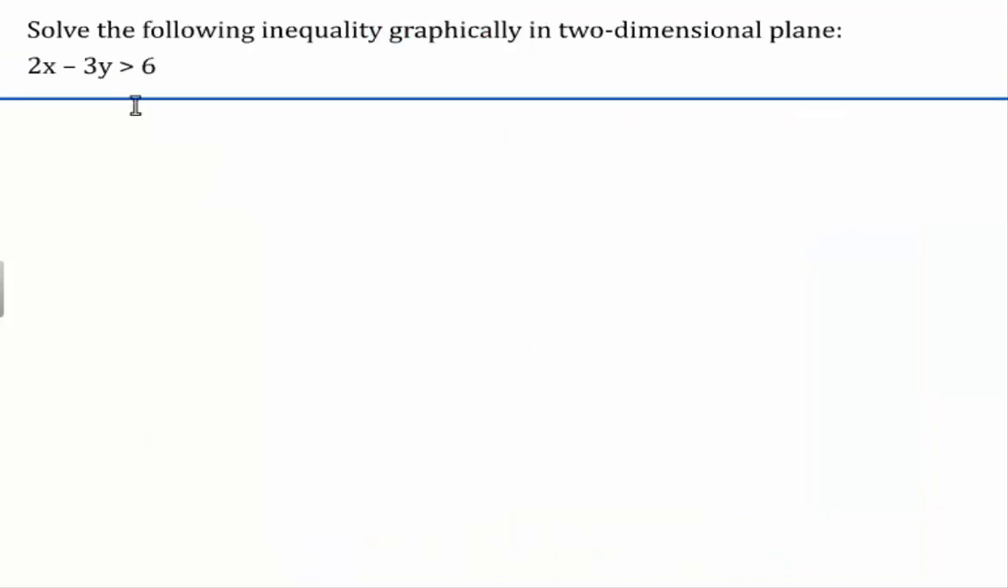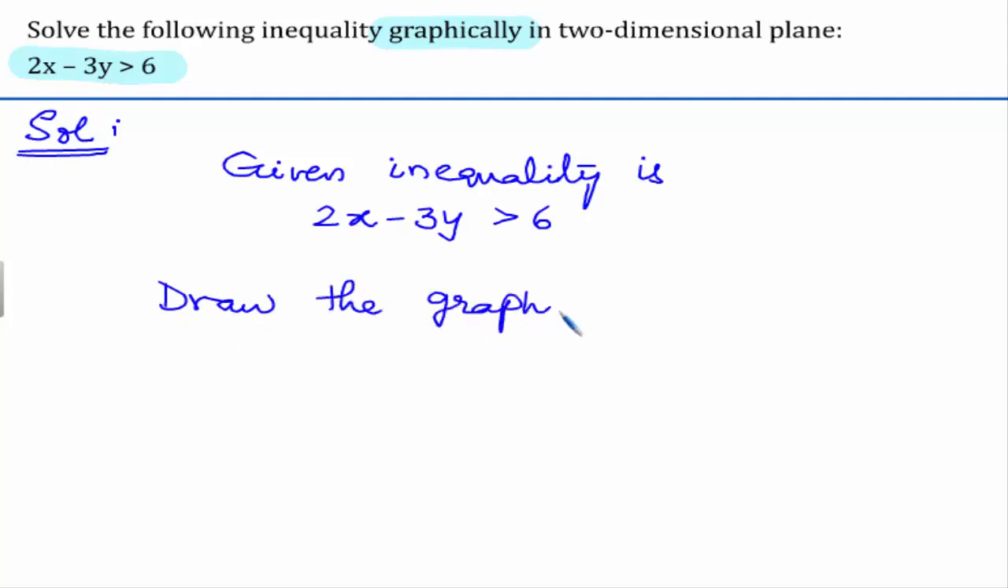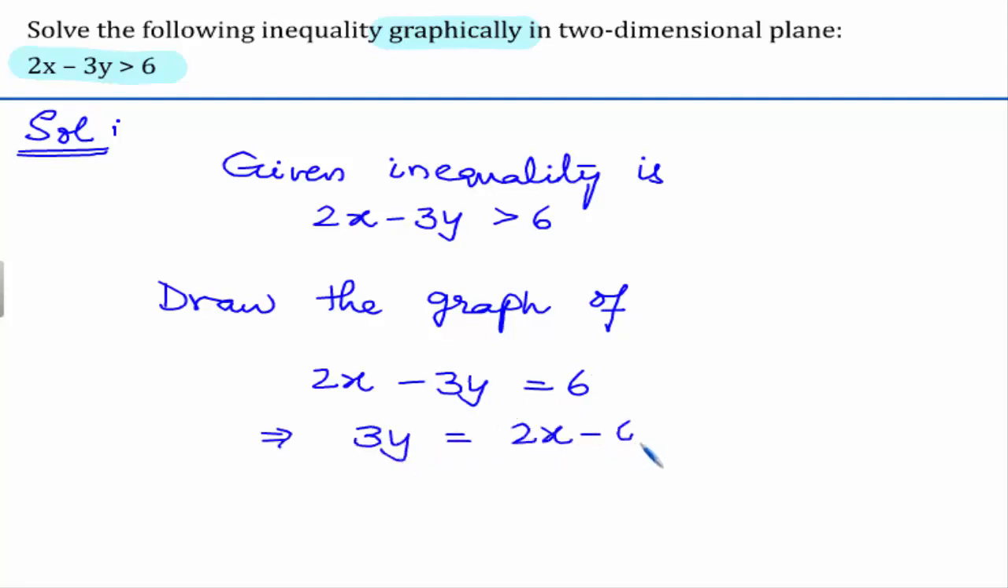In this question, we need to solve the inequality using the graph. Let us see the solution for this. So the given inequality is 2x minus 3y greater than 6, and we need to draw the graph of the equation, which is 2x minus 3y is equal to 6. So on simplification, 3y is equal to 2x minus 6. So y is equal to (2x minus 6) by 3.